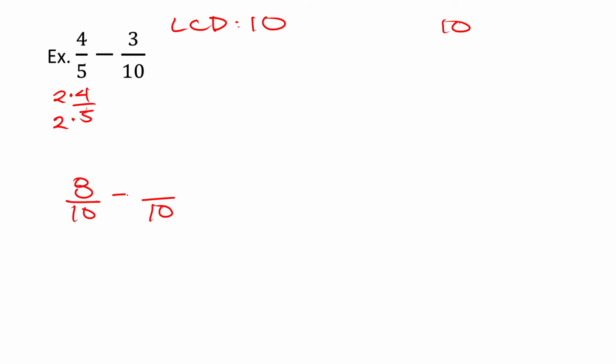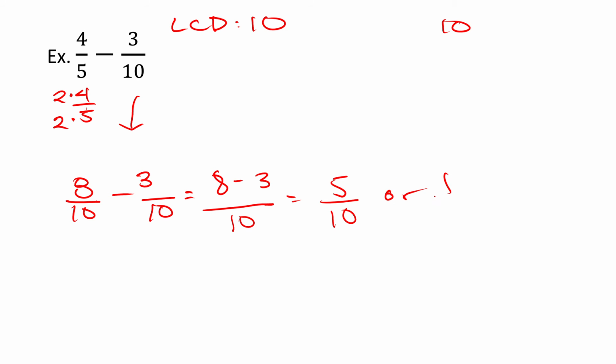Now, do we need to change 3 over 10? Not really. We can leave it as is. So we can bring it down. So our new problem is now going to be 8 over 10 minus 3 over 10. Combine your numerators. 8 minus 3 is 5. Leave 10 as is. So now we have 5 over 10 or 1/2. Again, that's when you reduce it. And then let's have another one.